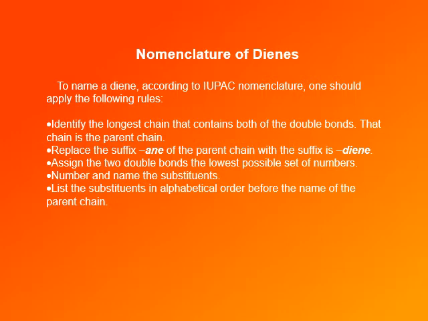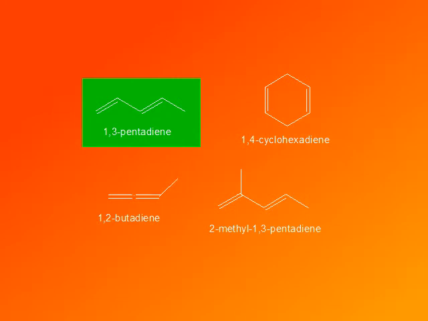Next, we should assign the two double bonds the lowest possible set of numbers. Then we should number and name the substituents. Finally, list the substituents in alphabetical order before the name of the parent chain. Here are some examples of nomenclature of dienes.